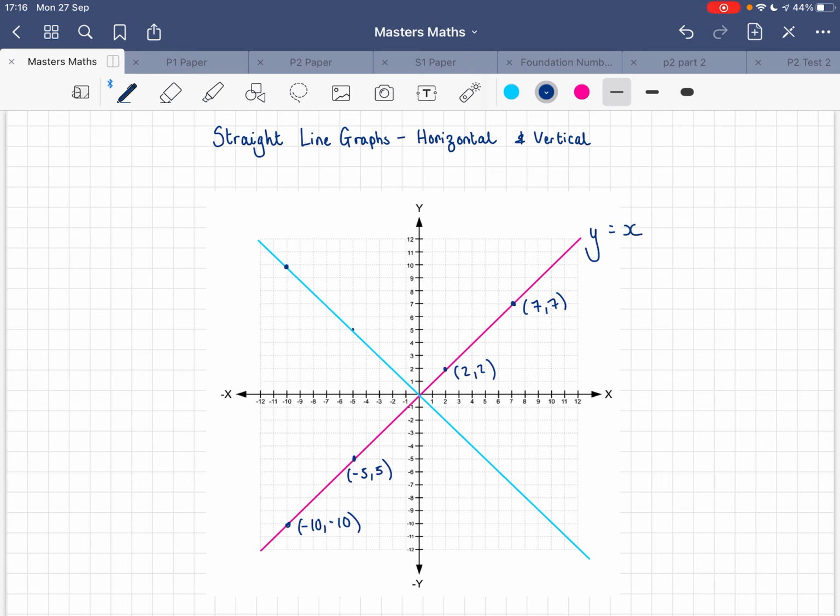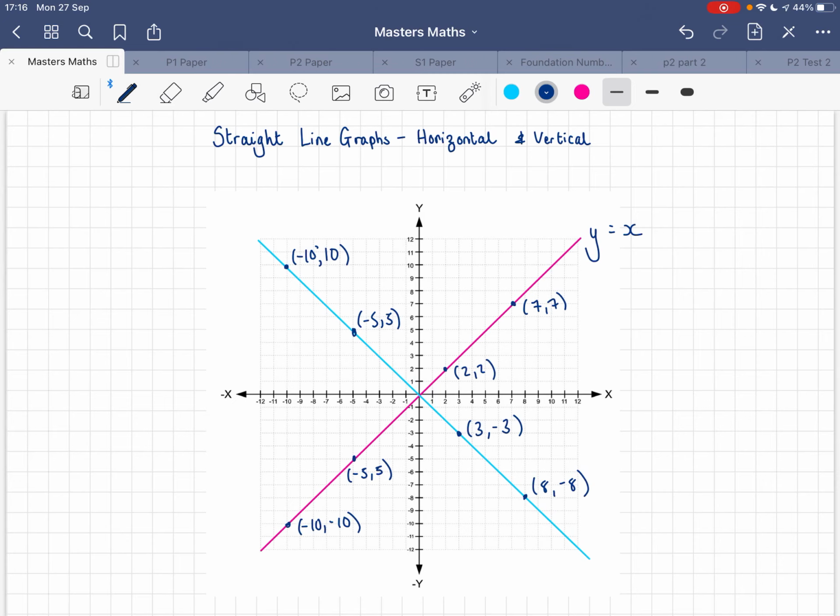So if I pick this one, this one, this one, and this one, we've got -10, 10. We've got -5, 5. We've got 3, -3. And we've got 8, -8. So what's happening this time is that the x and the y coordinate are the same number. So we've got -10, 10. 10's the same number, but one of the coordinates is positive and one is negative.